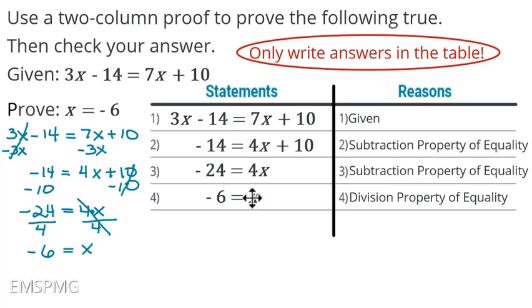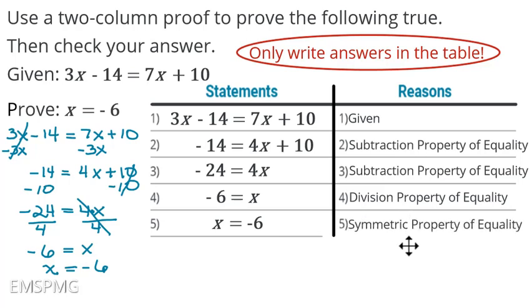Now, it looks like we're finished because x is by itself, but there's one little detail we want to make sure we're clear on. We were asked to solve for x. We were not asked to solve for negative 6. So we want to make sure x is first, negative 6 is second. The last thing I'm going to do is flip-flop these two things. In math, if I want to flip-flop the two sides of the equal sign, this new property from this lesson is called the symmetric property of equality.